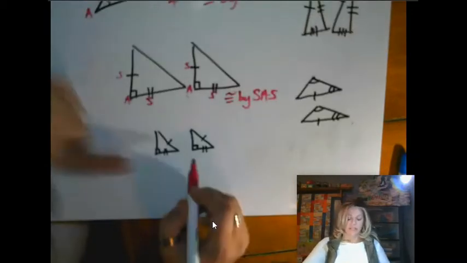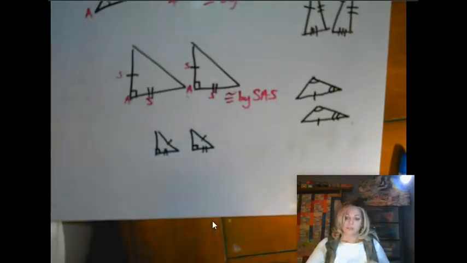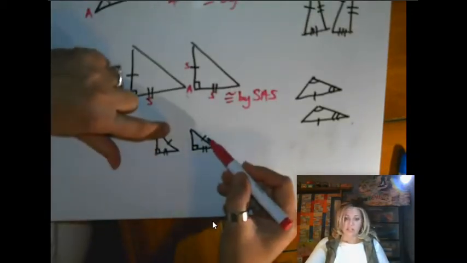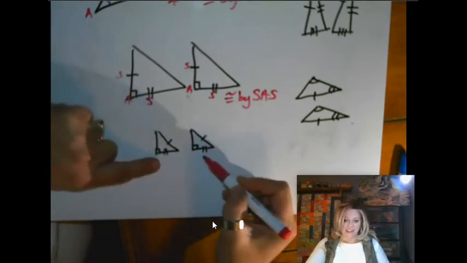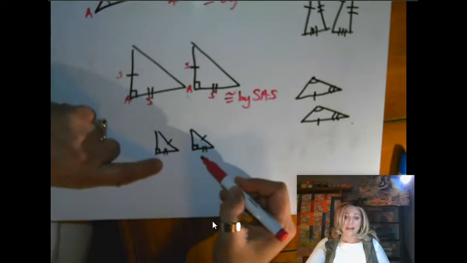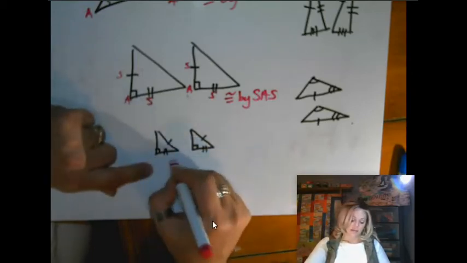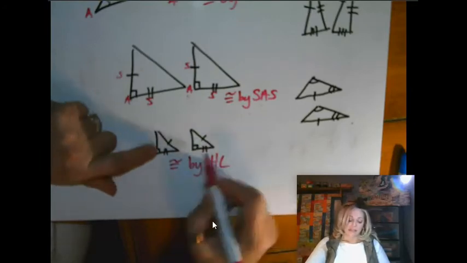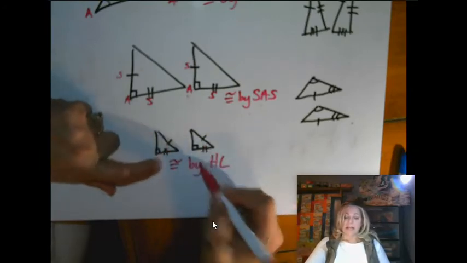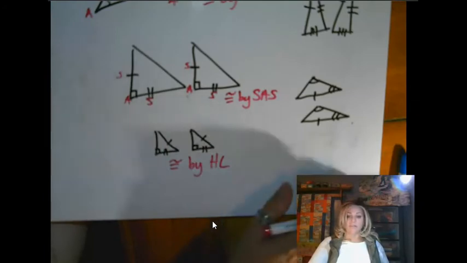Okay, let's look at this one. These are right triangles. So, ooh, it's a right triangle. Let's look for H. Is the hypotenuse marked on each? Yes, it is. Is there a set of legs marked? Yes, there are. So in this case, I am actually calling it congruent by HL because it definitely is a right triangle and the hypotenuse and a leg are marked on each triangle.